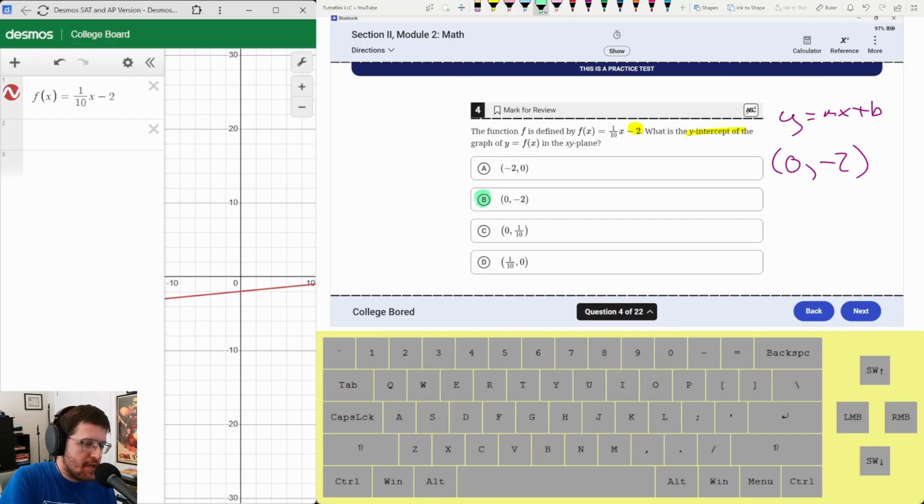Okay, I just typed the function in, and now I'm going to click on the y-intercept, and we get 0, -2.